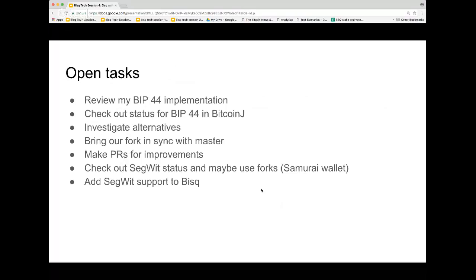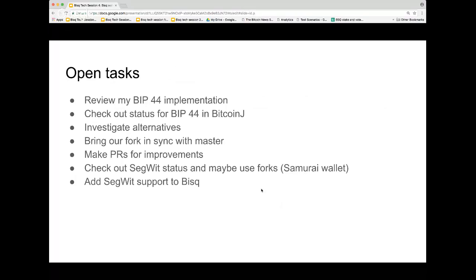So yeah, I already talked about this open task. The review of my BIP implementation is probably the highest priority, to check if there are some open issues which are not discovered yet. In parallel, or after this, check out the current status of BIP44 in BitcoinJ. Maybe it's already feature complete, maybe not. Maybe some parts are implemented and done better than I've done it, and could be changed. But it's a working wallet that we have had out for 1 year, so it's a very dangerous area to touch.